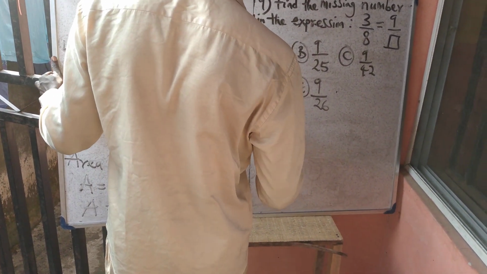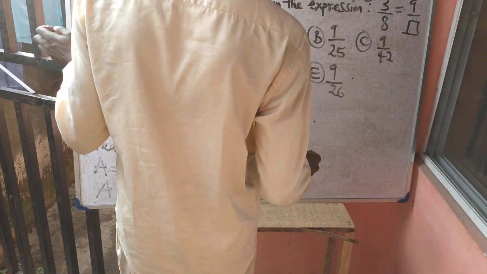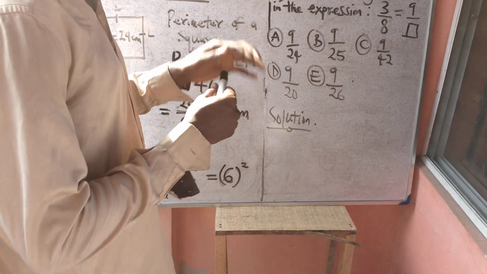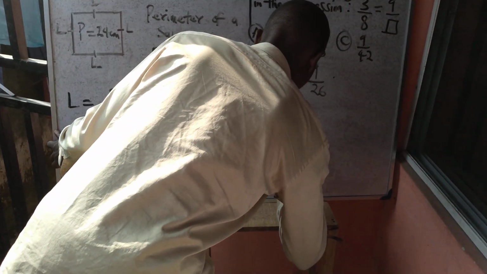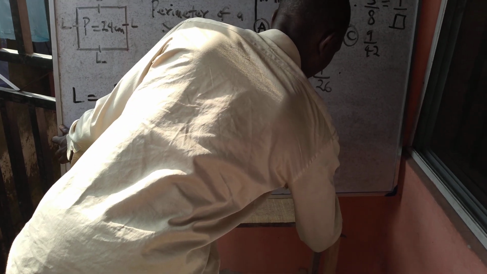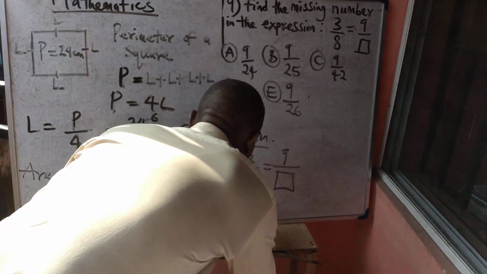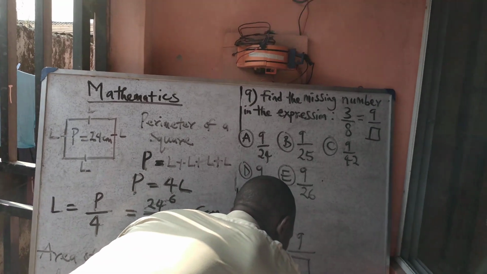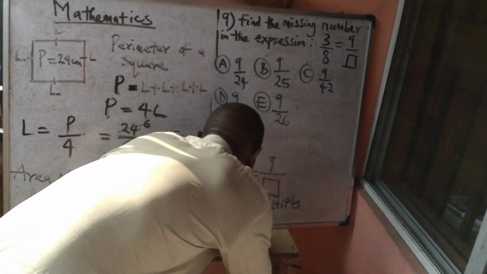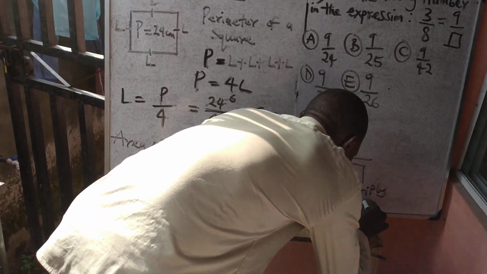Solution. So find the missing number in the expression. The expression is 3 over 8 equal to 9 over an empty box. And if you cross multiply, what happens? Then you cross multiply. This will be 3 times an empty box equals 9 times 8.